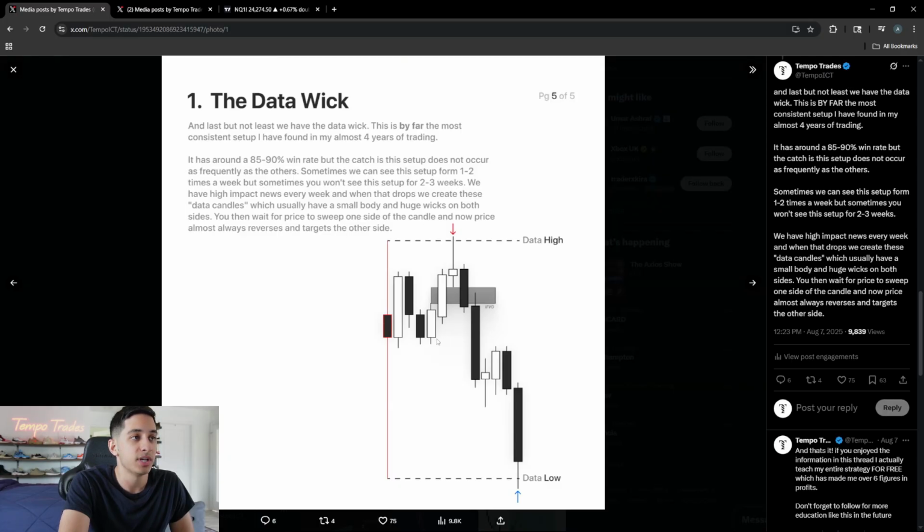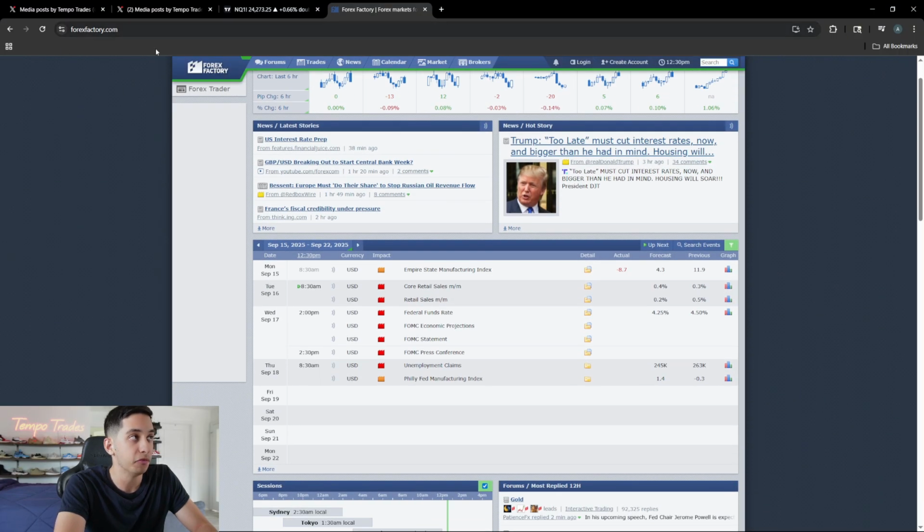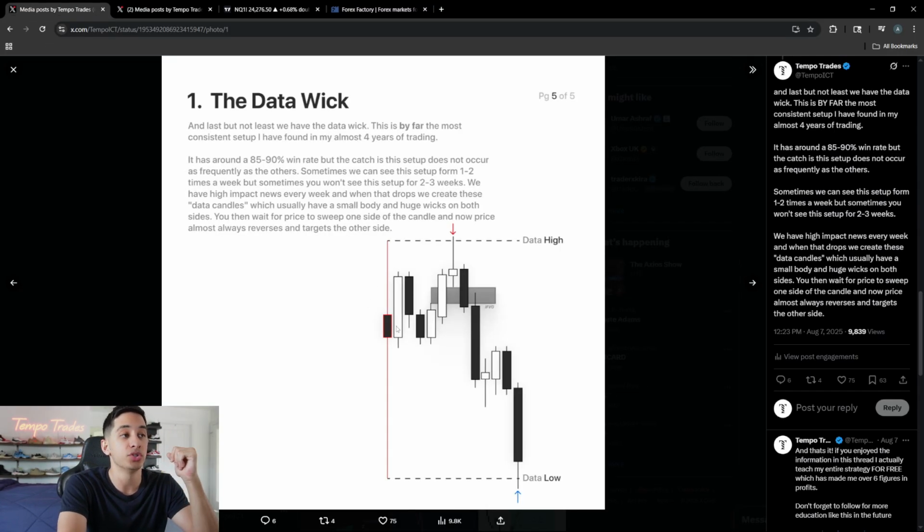I'll bring this up one more time. Essentially, it's very simple. You're going to have news every single week, and we're specifically looking for the red folder news, right? Go to Forex Factory. You're looking for the red folder news for the United States, and for certain situations like CPI, PPI, NFP, those are the 3 big ones, we are going to create a data wick when the news drops, just like this on screen. And all you're doing is waiting for price to sweep out 1 wick, and then the algorithm, we're expecting price to reverse and go target that other wick.